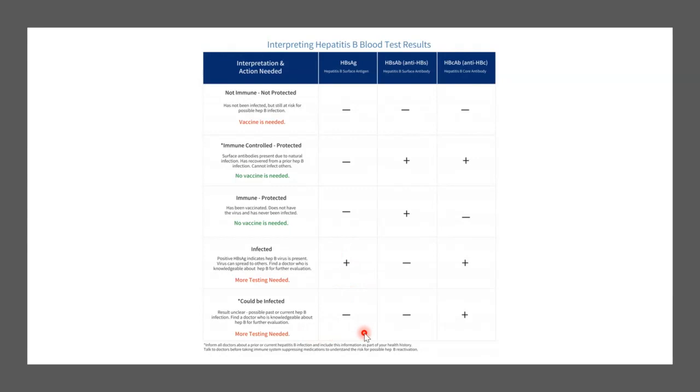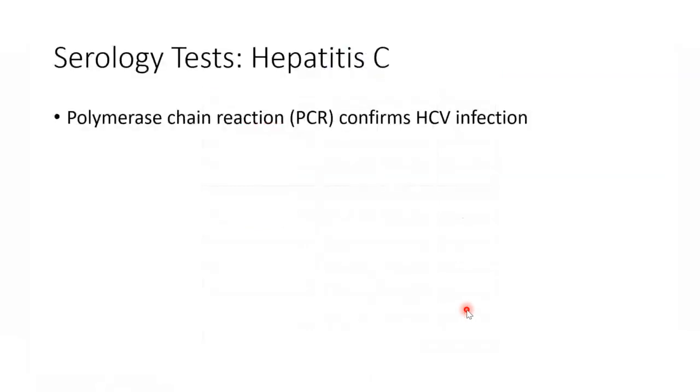Here we have somebody who has a core antibody that's positive, but they don't have the antigen and their surface antibody is negative. So this is just a little bit unclear. This is an indication possibly, result is unclear, possible past or current hepatitis infection. Because the core, that's an indication, well, maybe this person actually did have a previous infection. Do they have a current infection? There just needs to be a little bit more testing done. Okay, I hope that helps a little bit.